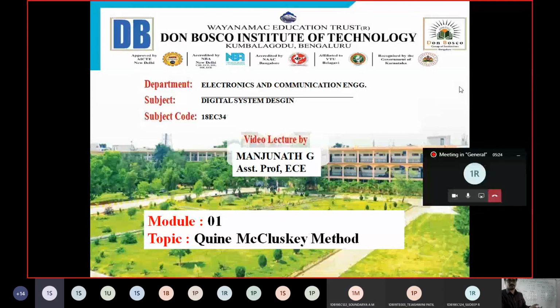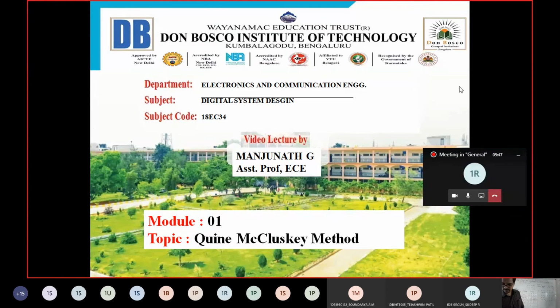So let's revise what has happened in the last class. In the last class, I think we went through your last topic of your first module, that is your Quine-McCluskey method, right? So I told what is the importance of the Quine-McCluskey method, why we want it, and what is the purpose of going for Quine-McCluskey.